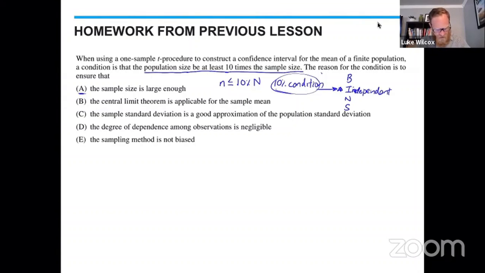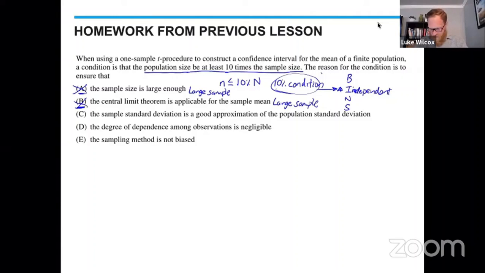Okay, answer choice A, the sample size is large enough. Now, that is a condition that we'd like to be met in order to use a one sample t procedure, but it's a different condition. That's what's called the large sample condition. So that one's out. Choice B, the central limit theorem is applicable for the sample mean. Well, that's actually still part of the same condition that I just mentioned, the large sample condition. If we have a big enough sample size, the central limit theorem says that the sampling distribution is approximately normal. That's not what we're going for here.